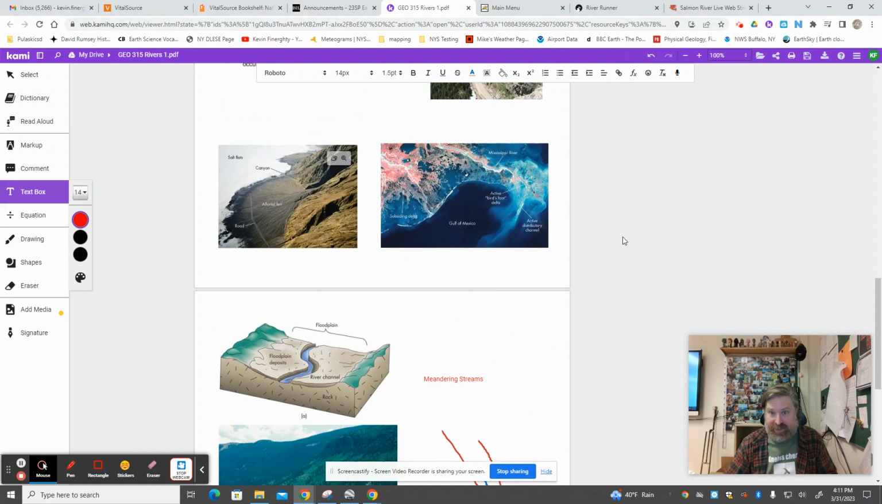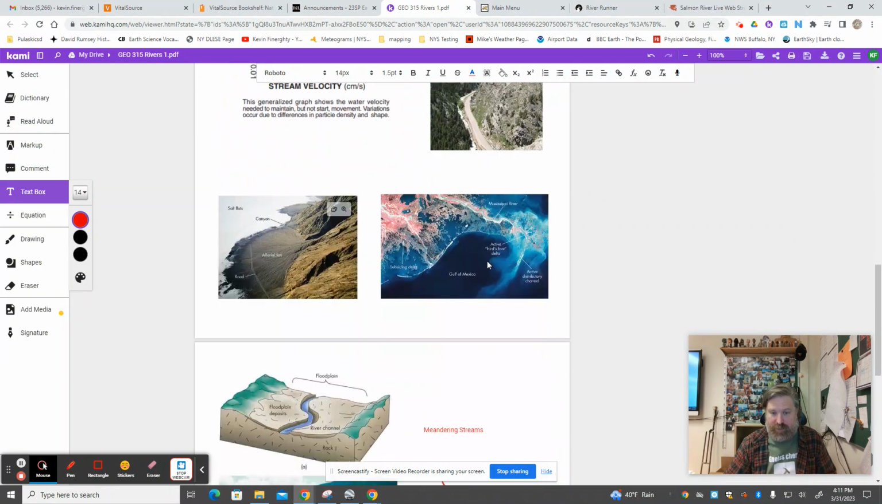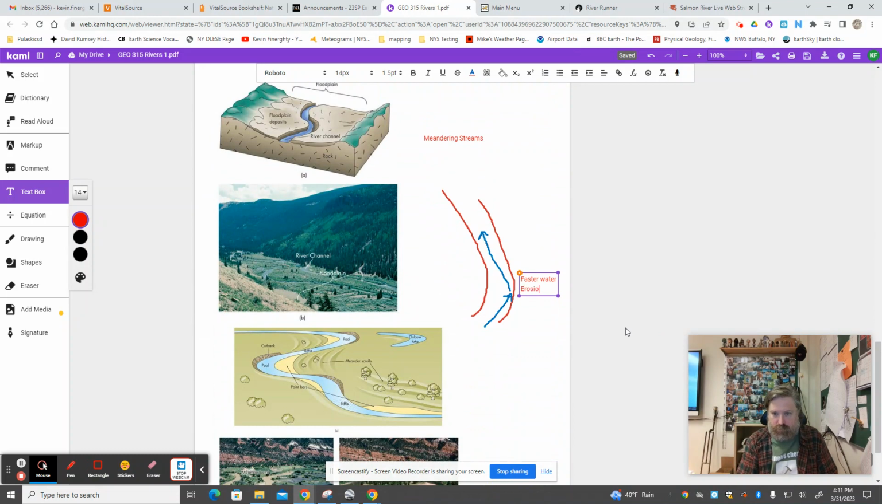So the result is that on the outsides of bends, you get faster water. Golden rule, don't forget it: faster water means erosion. What's going to happen is that bank is going to get eroded away, and the river's going to want to migrate that way. Whereas on the inside over here, you get slower water. And again, go back up to that golden rule. You're going to get deposition.